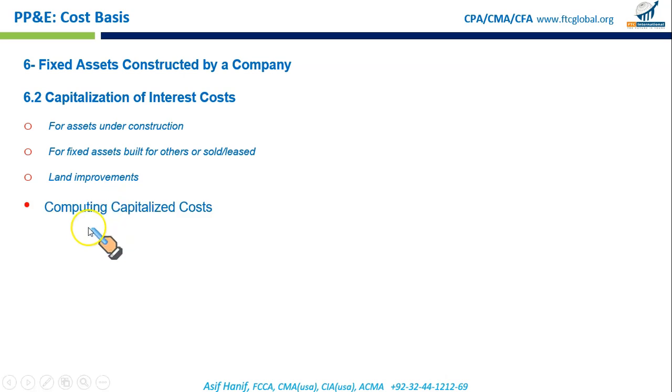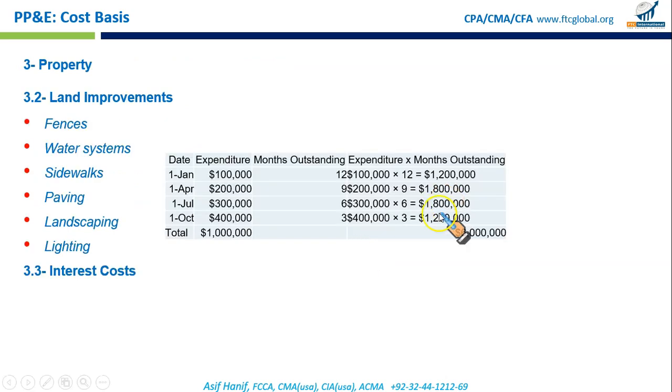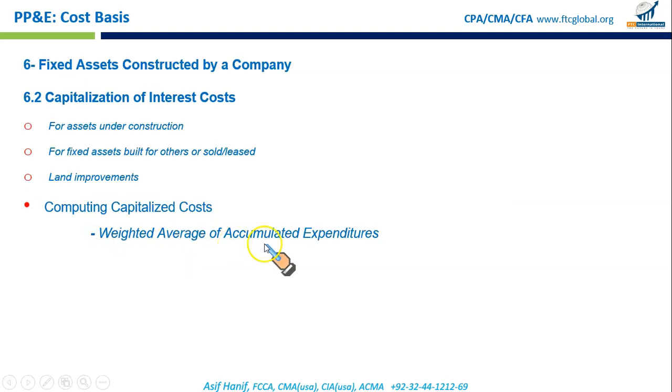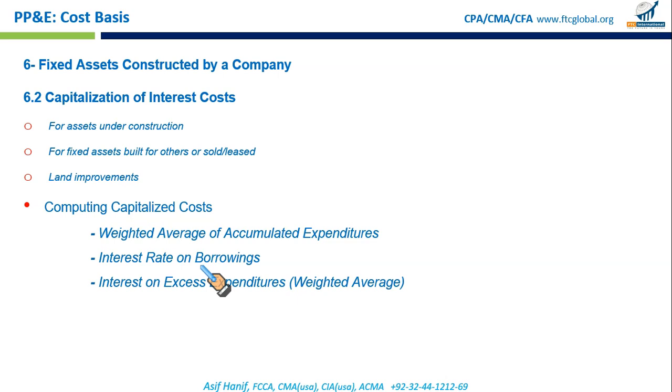And then we have the next topic, computing capitalized cost. Weighted average accumulated expenditures, we discussed that a little while ago. Let me show you. Weighted average accumulated expenditure, and we use it to calculate the interest cost to be capitalized. Weighted average of accumulated expenditures. Interest rate on borrowings. Yes, if the construction is funded through a specific loan, the interest on that loan is capitalized, but only during the construction phase.